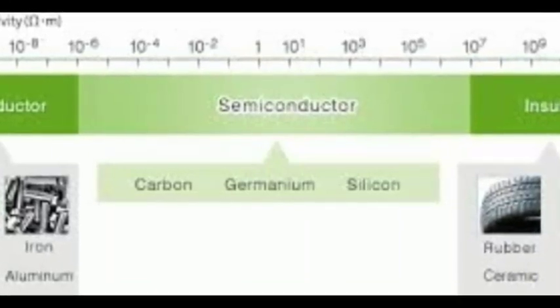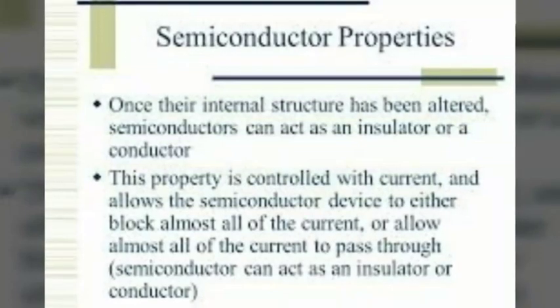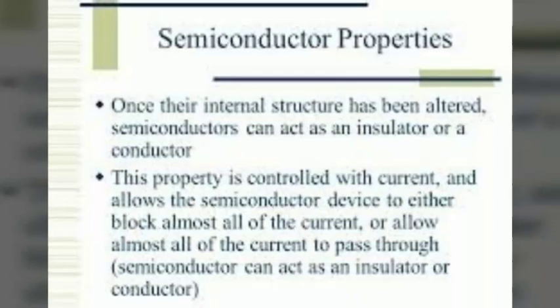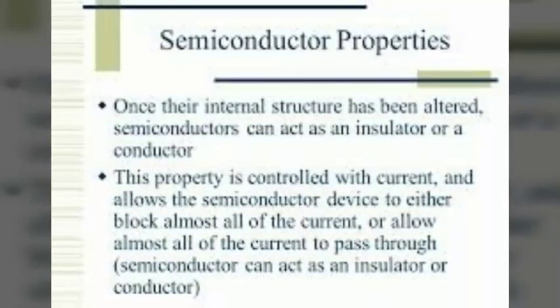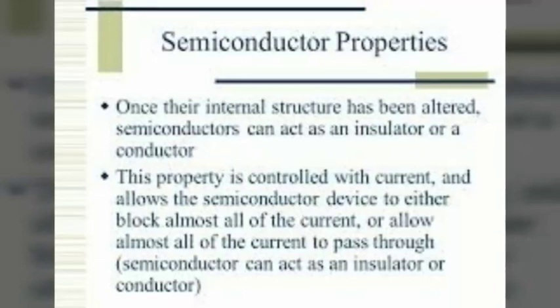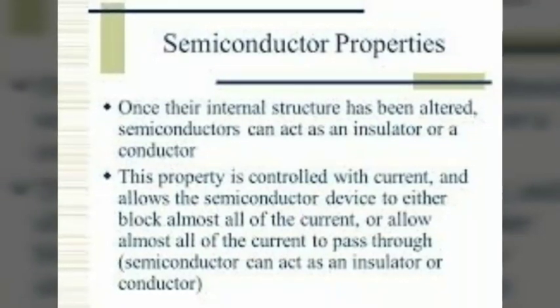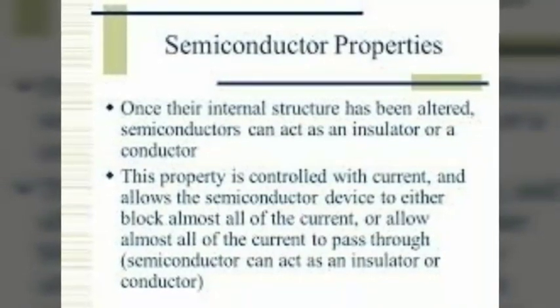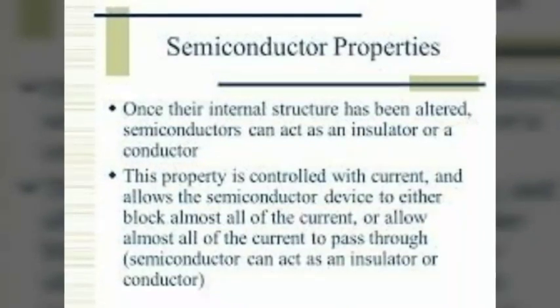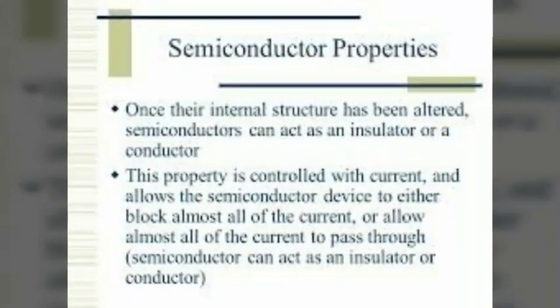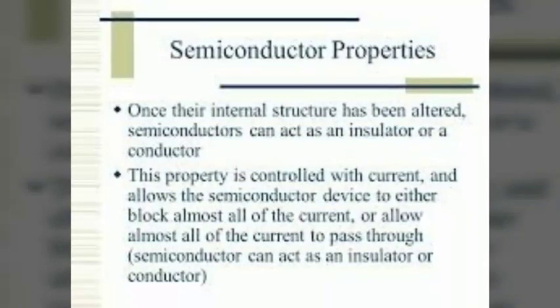Now let's discuss properties of semiconductors. The resistivity of a semiconductor is less than an insulator but more than a conductor. This is the first property. Second, semiconductors have negative temperature coefficient of resistance. And third, when a suitable metallic impurity is added to a semiconductor, its current conducting property changes appreciably.